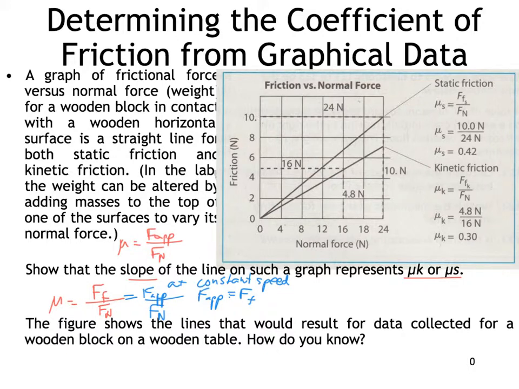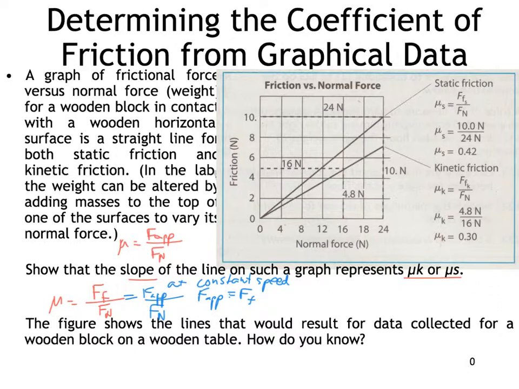So in the second little piece, we're saying that we have a wooden block on a wooden table, and how do we know that for sure based on this graph? I would just point out that we have this lower line, which is kinetic friction, and the higher line, which is static friction. And you know that static friction is always larger than kinetic friction, so the slope here should always be larger than the slope here. Always have your static friction higher than your kinetic friction.